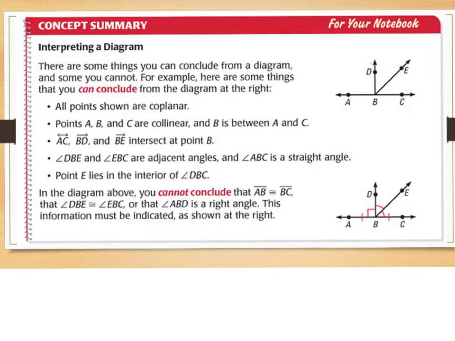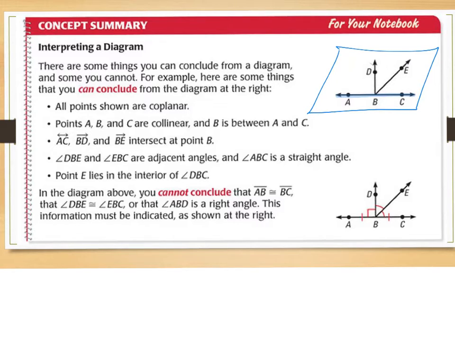All right, so what we can actually conclude based on the picture is that all of these points are coplanar. I could draw a parallelogram around it or a rectangle. All of those points are coplanar. We can also see that points A, B, and C are collinear. They're on the same line. We can also see that point B is in between A and C.